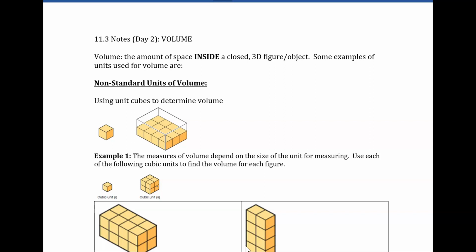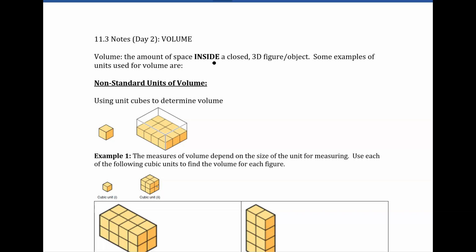So volume is just the space inside of a 3D figure or object. It does say closed. Technically the definition is a closed 3D figure or object, but there are plenty of objects, like maybe a swimming pool, for example, that are not necessarily closed, but we find volumes of swimming pools all the time to figure out how much water is inside. So this is, I would say, the technical definition, but there are plenty of real life applications that extend this just a little bit.